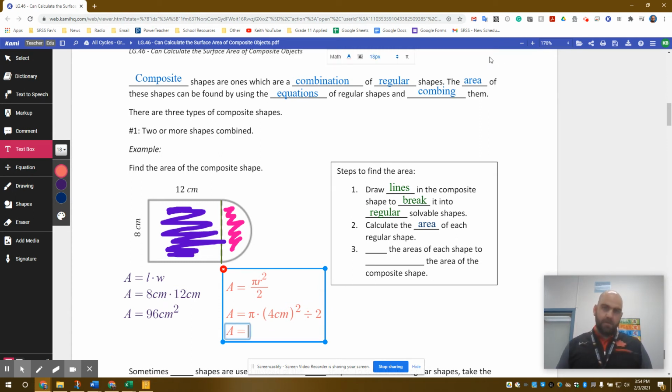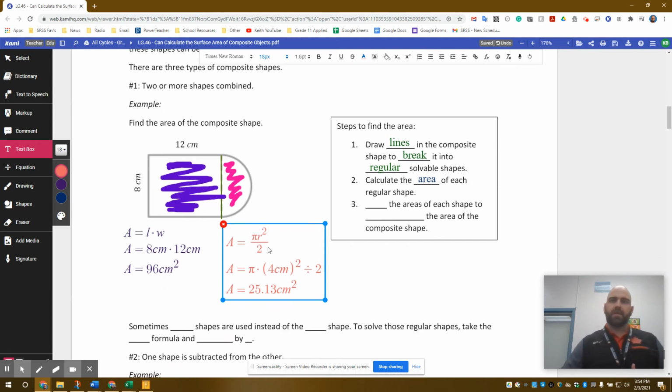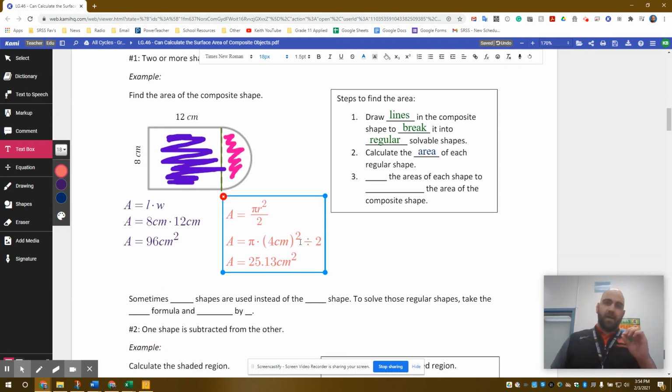Okay, so then we do the calculations, and I'm going to use my calculator. With the first one I didn't have to, but this one I'm definitely going to need that. Pi times 4 squared divided by 2 gives me 25.13 centimeters squared. Now again, important thing is that we keep our units intact. When you deal with centimeters, everything is going to be in centimeters.